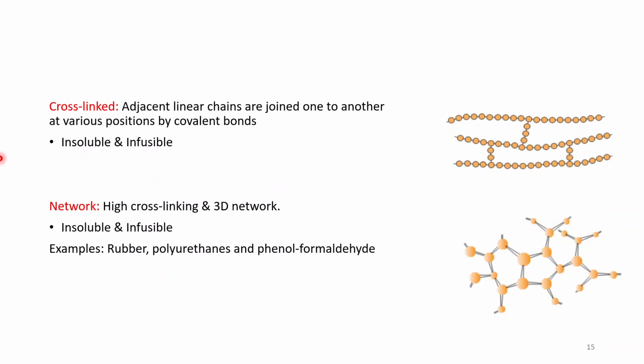Next you have cross-linked. In this case, adjacent linear chains are joined one to another at various positions by covalent bonds, and these covalent bonds make them insoluble and infusible. Network type polymers have high cross linking and a 3D network, and these are insoluble and infusible. Examples include rubber, polyurethanes and phenol formaldehyde.